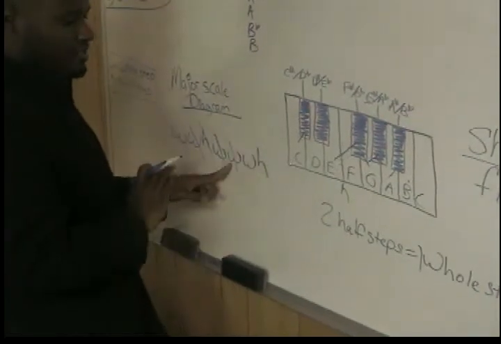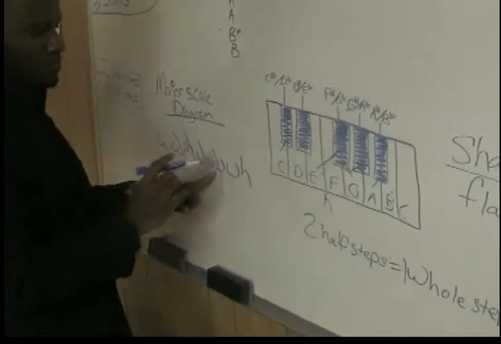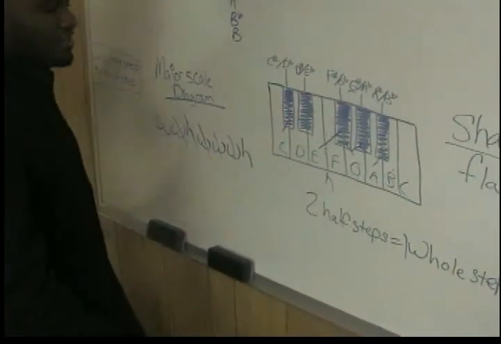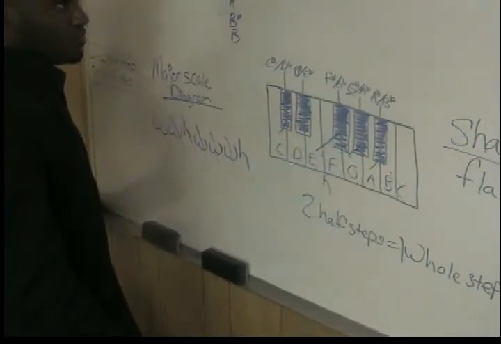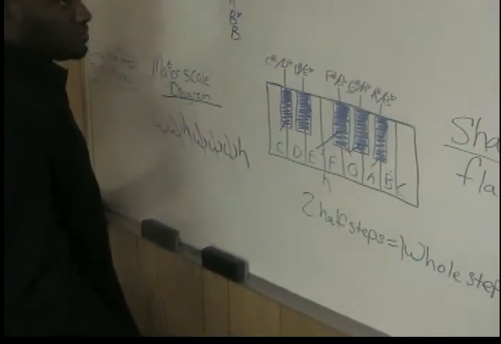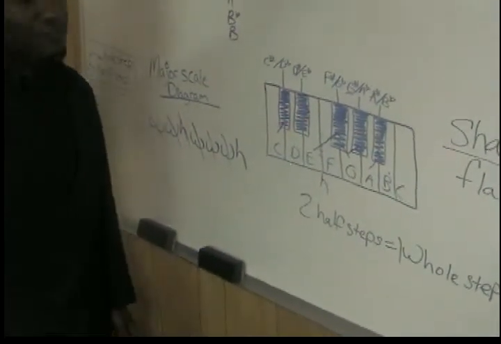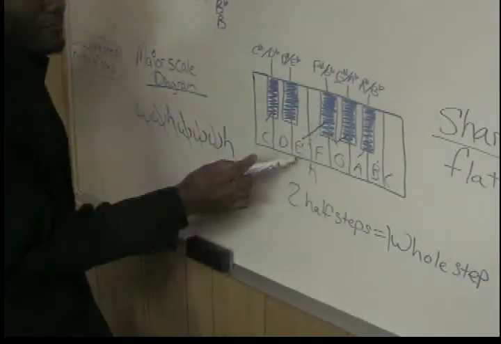From D to what note is a whole step? E. E is correct. Don't need to do anything. From E to what note is a half step? Is that your final answer? From E, we need a whole step. I'm sorry, from E, we need a half step.